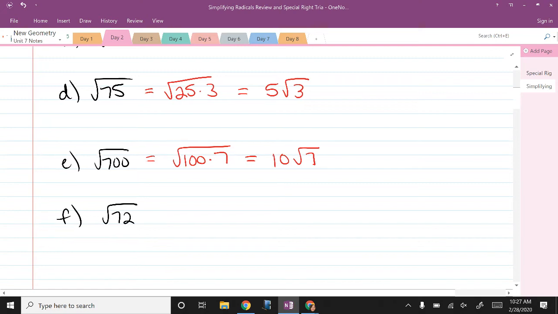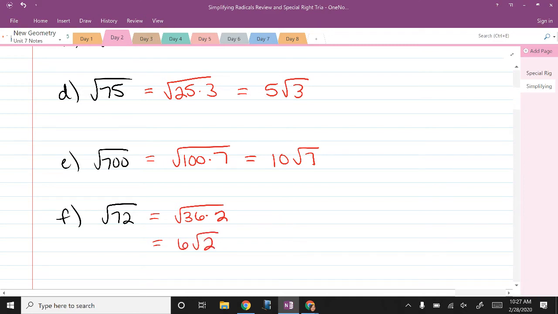Okay. 72 is a fun one because there's actually lots of perfect squares that go into 72. 4 goes into 72, right? But to make it more simple, you need to pick the largest number that goes into 72. What's the largest number that goes into 72? It's 36. Very good. So it's 36 times 2. And what's the square root of 36? So this reduces to 6 radical 2.